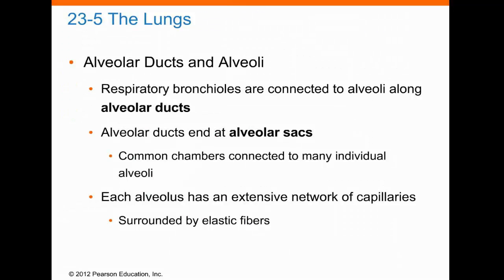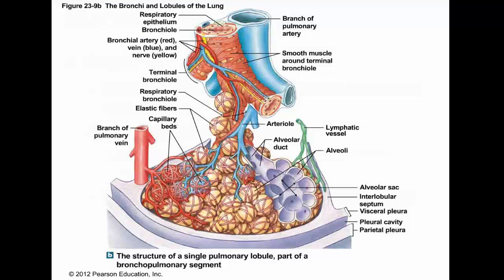So the alveolar ducts and the alveoli. The respiratory bronchioles are connected to the alveoli along the alveolar ducts. The alveolar ducts end in the alveolar sacs, and the common chambers are connected to many individual alveoli. And each alveolus has an extensive network of capillaries surrounded by elastic fibers. So if we have a look at that diagram again, you can see that each alveolus is one little ball-shaped structure.